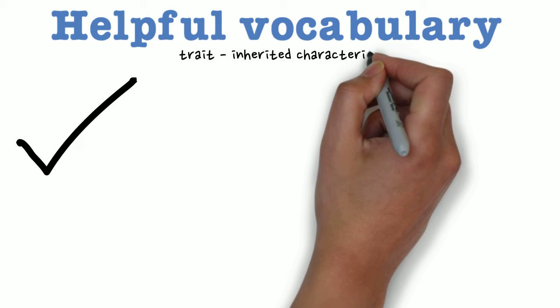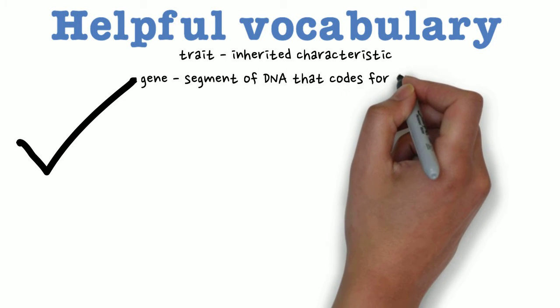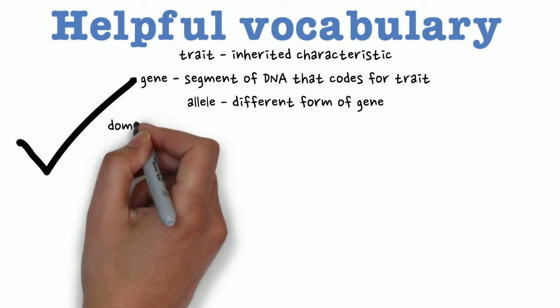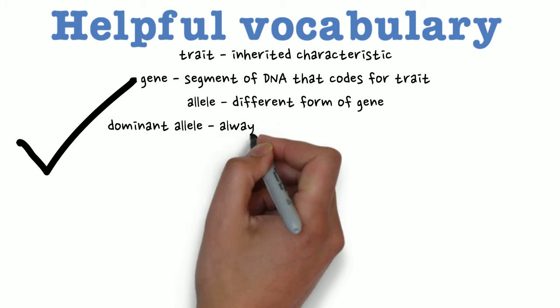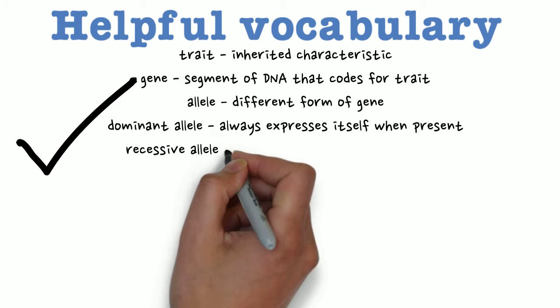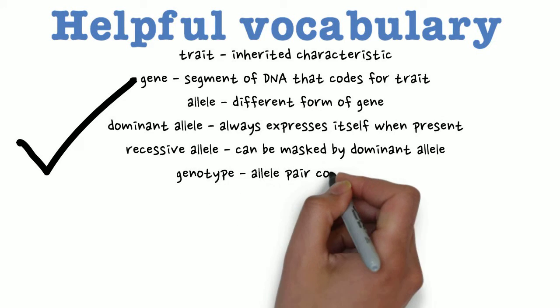First, a trait is an inherited characteristic. A gene is a segment of DNA that codes for that trait. An allele is different forms of a gene. A dominant allele will always express itself when present. A recessive allele can be masked by that dominant allele.